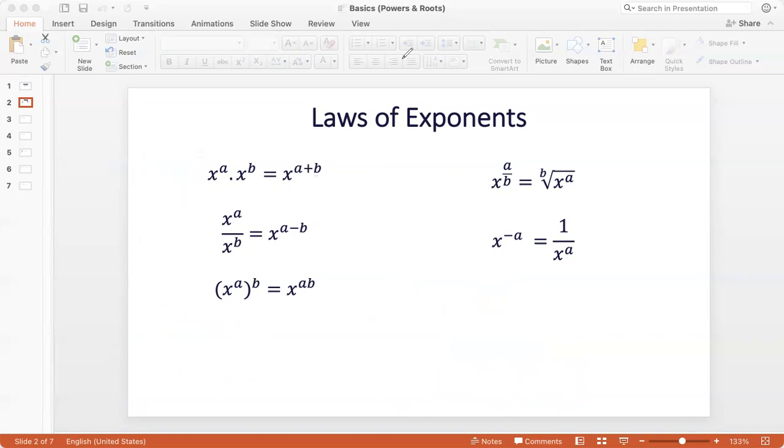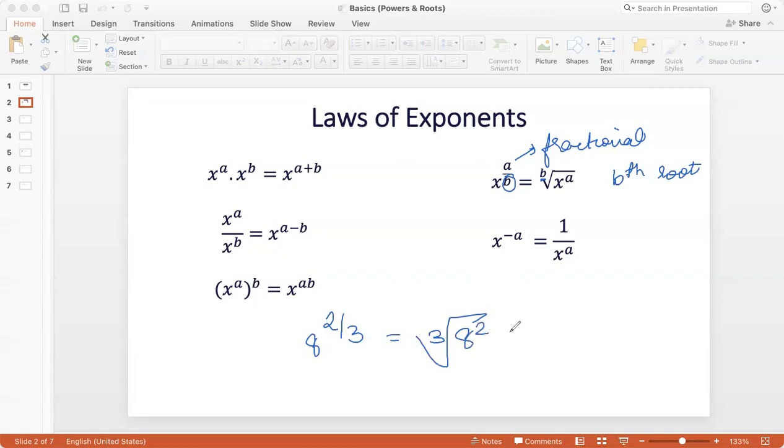Okay, what happens with fractional exponents? If I have a fractional exponent of the kind x to the power a by b, then the denominator becomes the root, right? So it's like saying x to the power a by b is the bth root of x to the power a. The numerator stays as it is. So for example, 8 to the power 2 by 3 is the third root of 8 squared, which is the third root of 64, which is 4, right? So whatever is the denominator becomes the root, right?